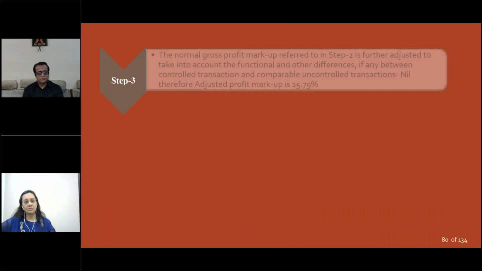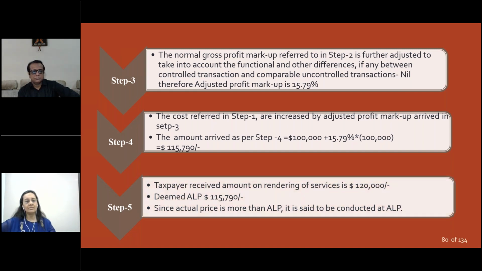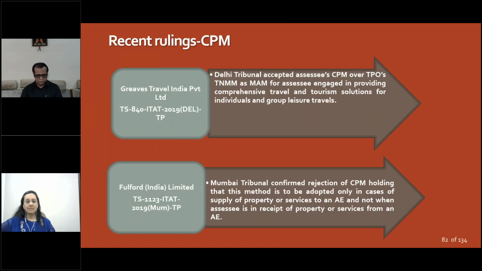Now this gross profit ratio must be added to the actual cost. My actual cost of rendering the service was $100,000. I add to it 15.79, and my arm's length price becomes 1,15,790. The value of the controlled transaction is 1,20,000. Therefore, since I have charged a fee higher than the arm's length price, I am at arm's length and nothing needs to be done. Again, I've given some rulings on CPM, which are good rulings, which you can read.